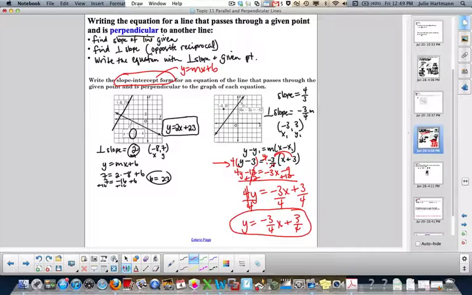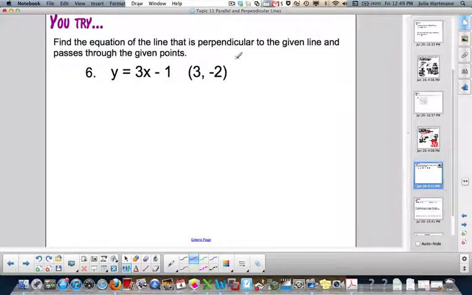The next page is a you try, so go ahead and try that. Perpendicular to this line, through that point. Go ahead and try it out, and we'll go over it during the next class.